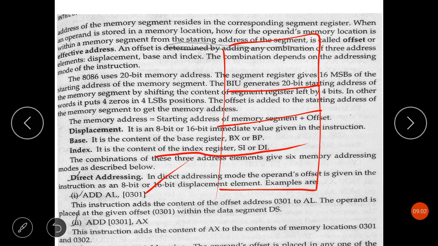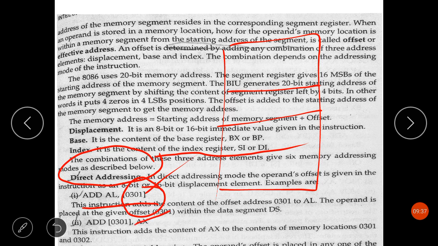For example, the third addressing mode of the 8086 microprocessor is direct addressing mode. In direct addressing mode, we mention the offset of the operand directly in the instruction, in the form of an 8-bit or 16-bit displacement. So this 8-bit or 16-bit displacement is the offset only.